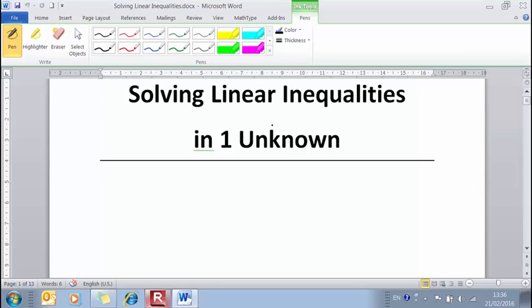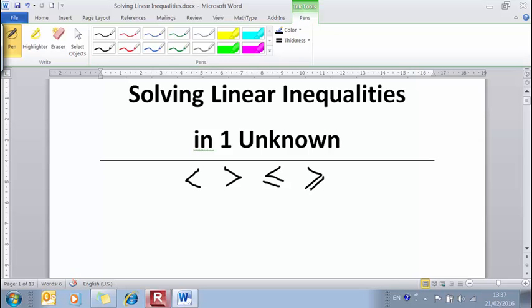In this video, we are going to learn how to solve linear inequalities in one unknown. The method of solving linear inequality is the same as solving linear equation. In linear inequality, we are dealing with inequality signs: less than, more than, less than or equal, more than or equal.